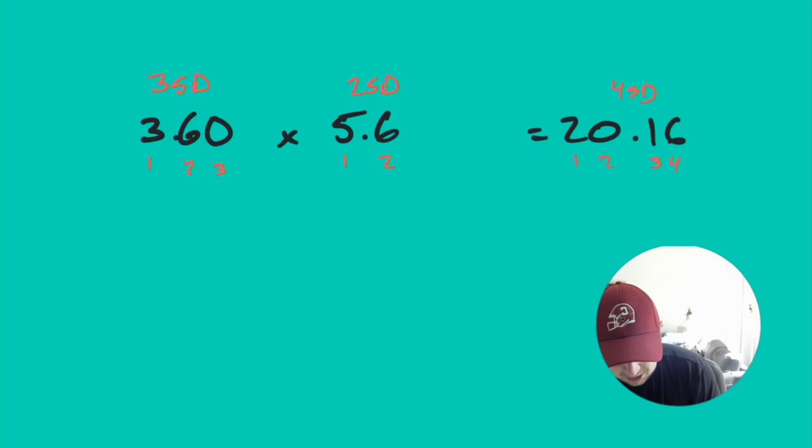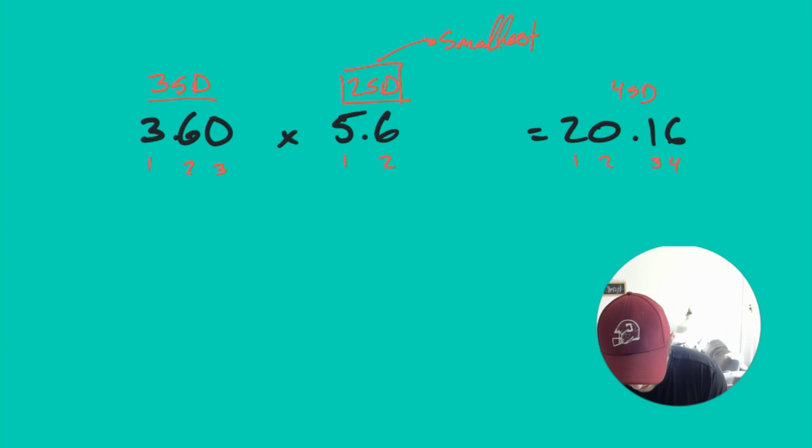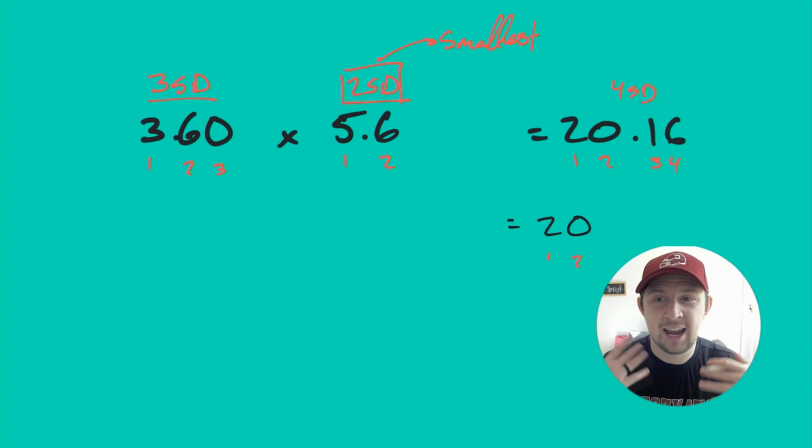So we have 3 significant digits here, 2 significant digits here, which means that I need to express my answer to 2 significant digits. That's my smallest number of significant digits. All right? So this is really important. So when we express our final answer, it is going to be expressed as 2, 0. All right, and now that's already 2 significant digits. So we're gonna express it as just 20.